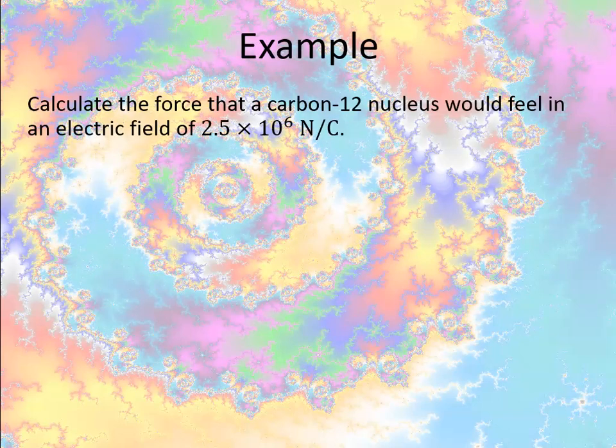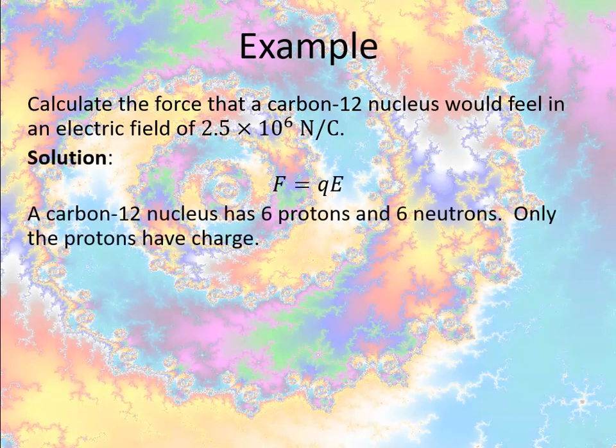So let's consider a quick example. What would be the force that a carbon-12 nucleus would feel in an electric field of 2.5 times 10 to the 6th newtons per coulomb? Well, let's see now. A carbon-12 nucleus has 6 protons and 6 neutrons, but the only things that actually have charge are the protons, because we're saying it's a nucleus, which means all of the electrons have been kicked away from this previous carbon-12 atom.